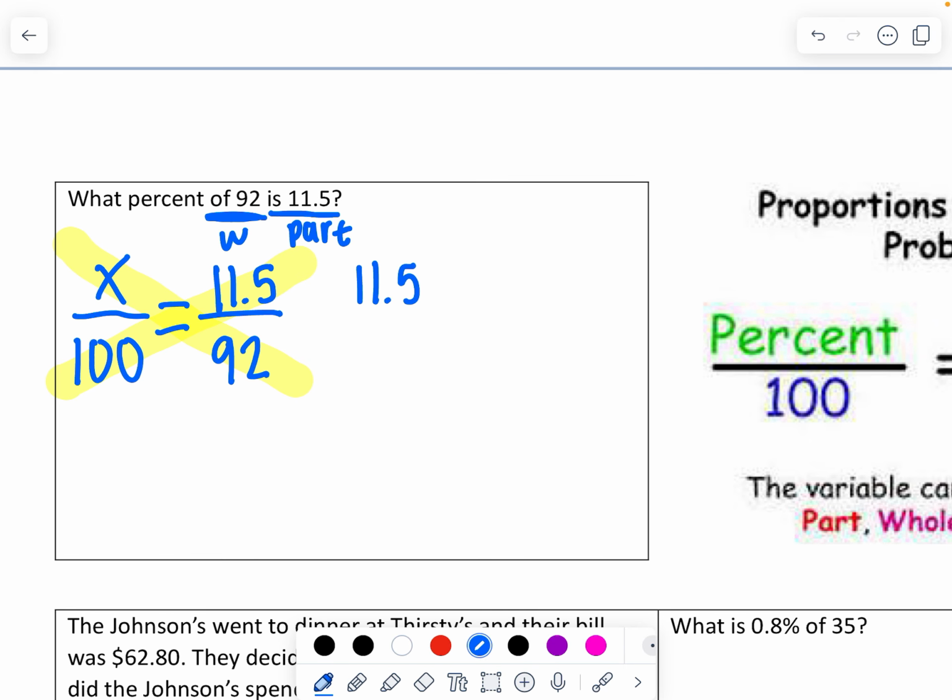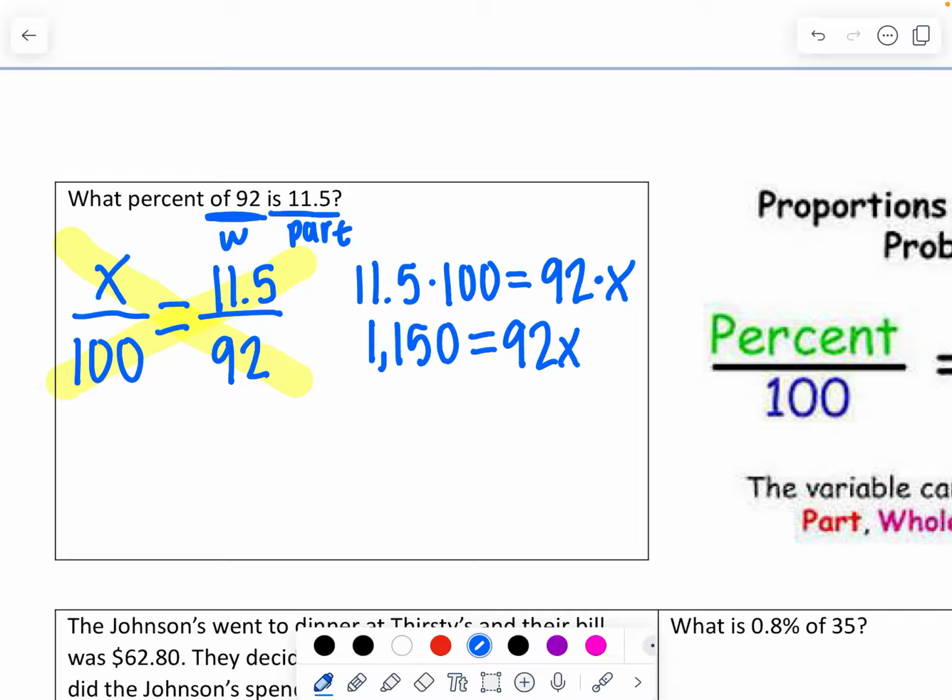So I do 11.5 times 100 equals 92 times X. Okay. So then in your calculator, you could do 11.5 times 100, or you can also know that multiplying by 100 just moves your decimal 2 times to the right. So that would become 1,150 equals 92 times X, or 92X.